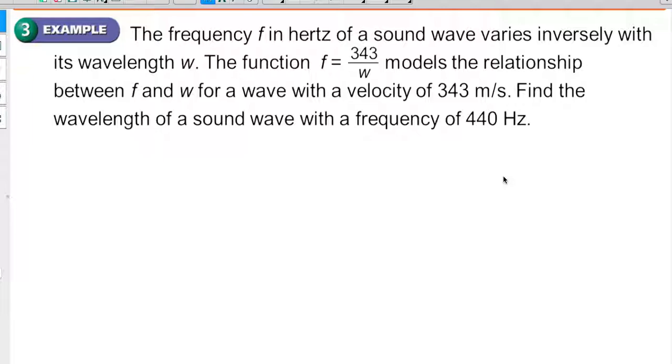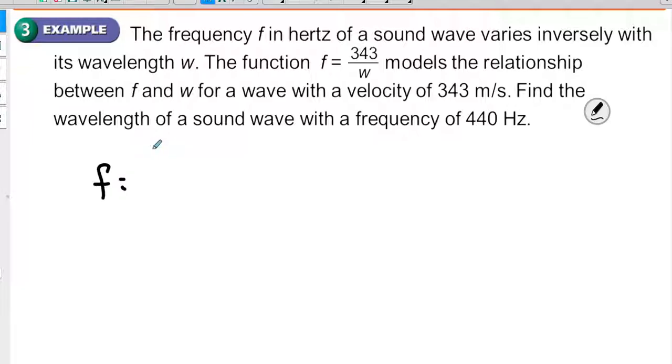Okay, so if you think back to, I believe it was chapter 7, when we did the inverse functions, in a standard equation, you would just switch your x and y variables and then solve for y. But given a formula, you don't do that because it gets really complicated, so we just solve for the variable. So since we're looking for the wavelength in this case, we're going to solve this equation for w. So let's go ahead and do that.